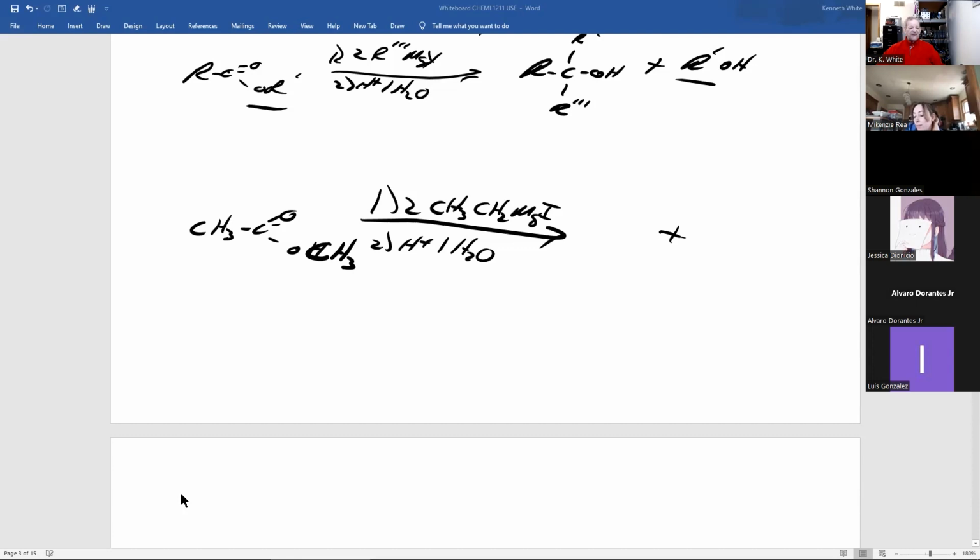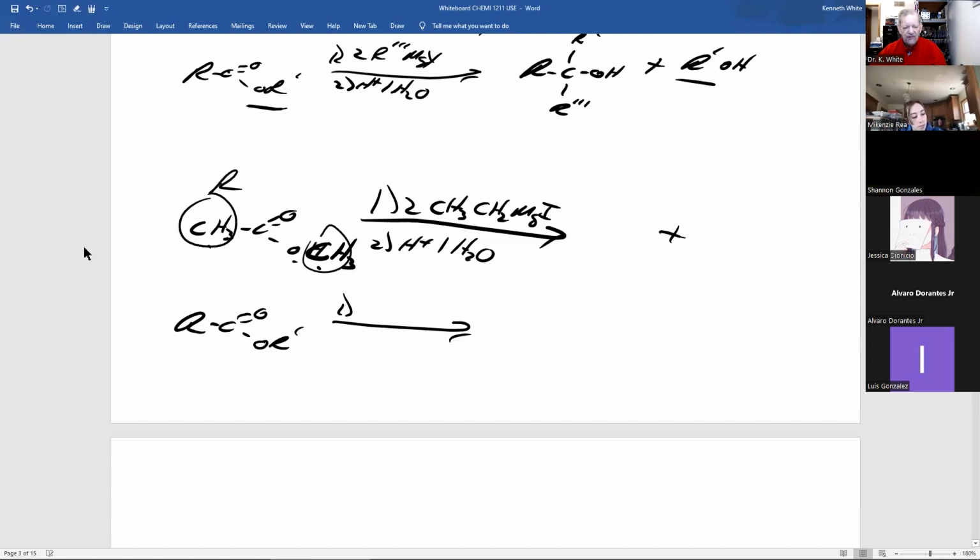Wow, everybody's done. All right, what do we have here that's different? Carbonyl, oxygen, carbons, carbons, ester. This is R prime. Ooh, carbon, carbon, magnesium halide, two of them, a Grignard. Remember, X can be chlorine, bromine, or in our example, iodine. Second step, acid and water.